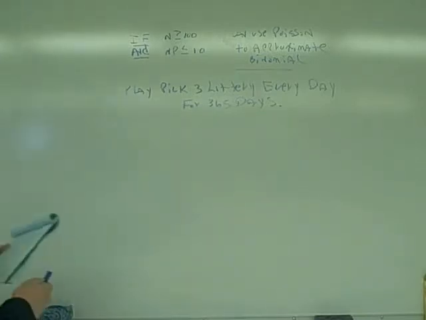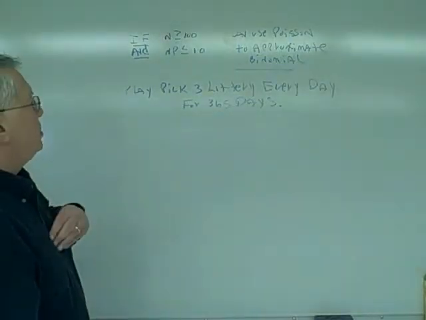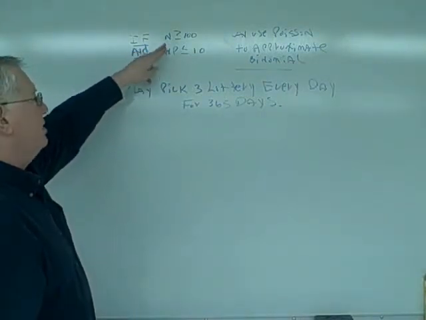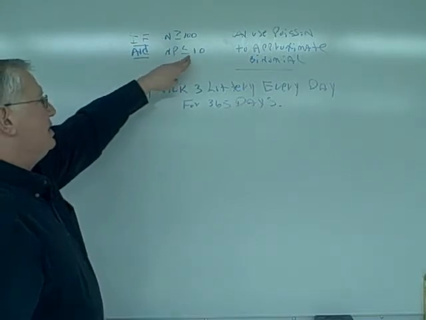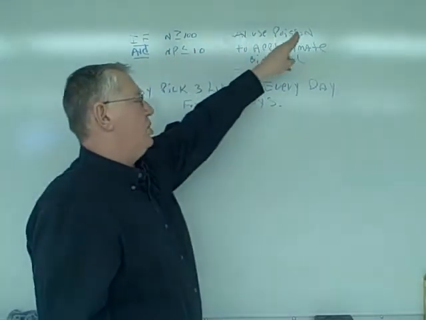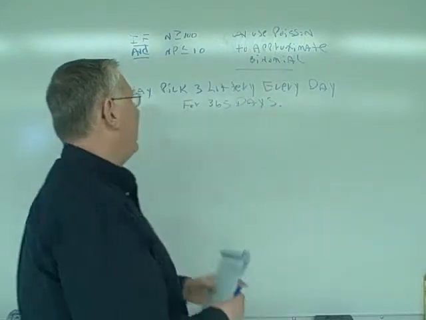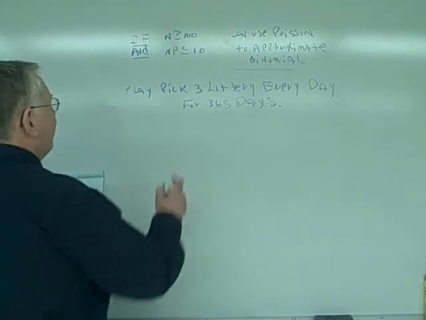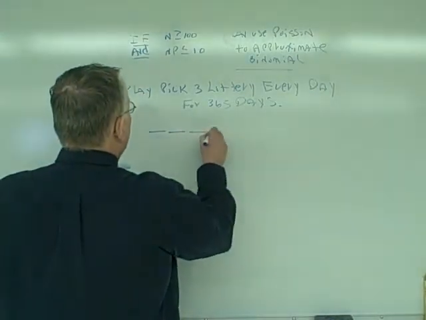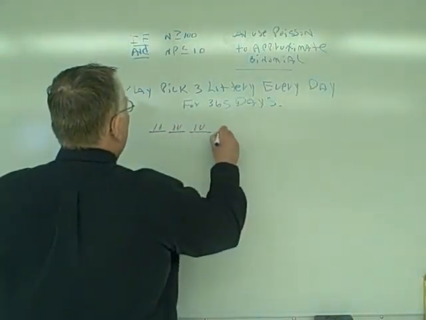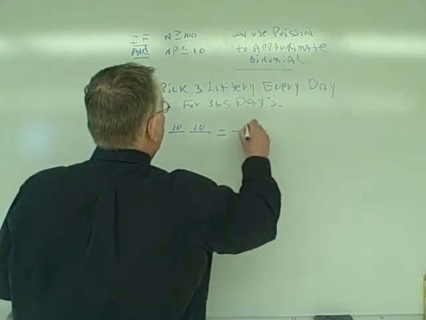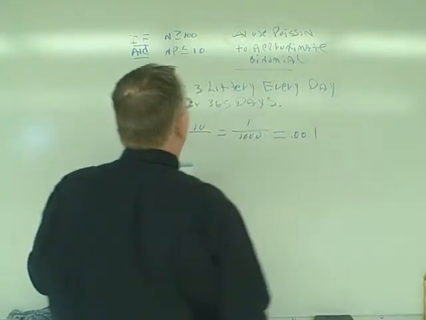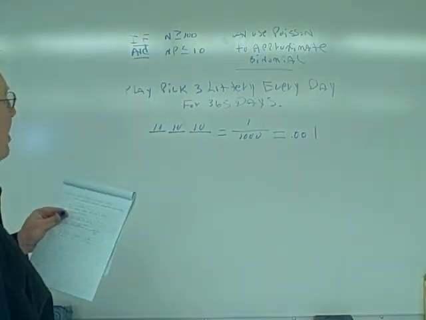One nice thing about the Poisson distribution is that if I have greater than or equal to 100 trials, and n times p is less than or equal to 10, I can use the Poisson distribution to approximate the binomial. So we're going to play the pick 3 lottery every day for 365 days. Again, pick 3, I have 10 choices for each of the 3 digits. I have 1,000 choices. One of those is the winner. I have a 0.001 probability of winning.